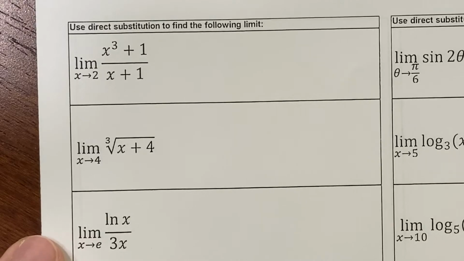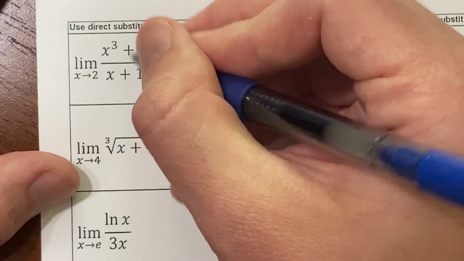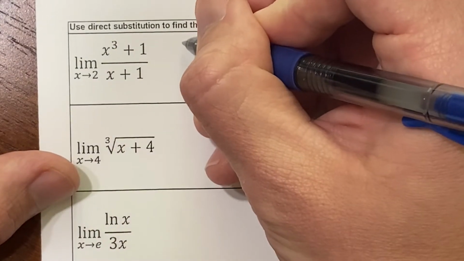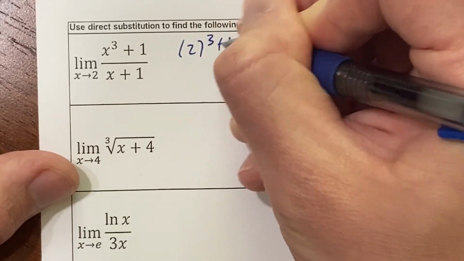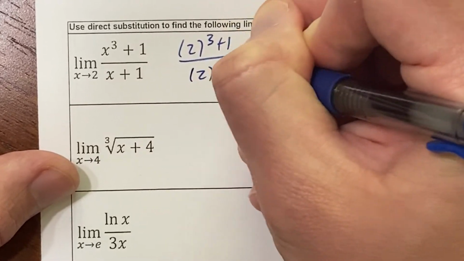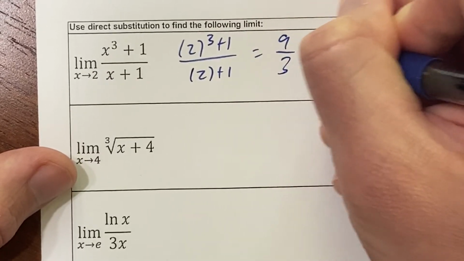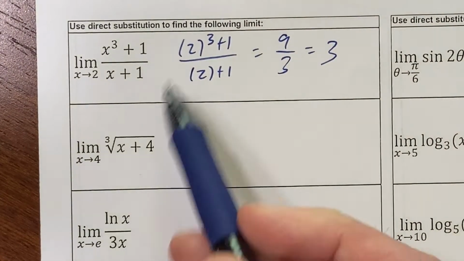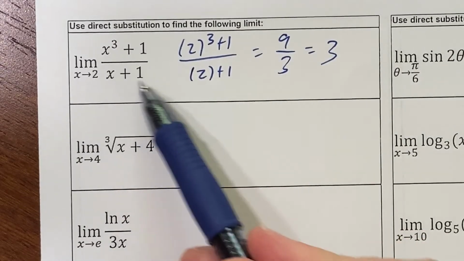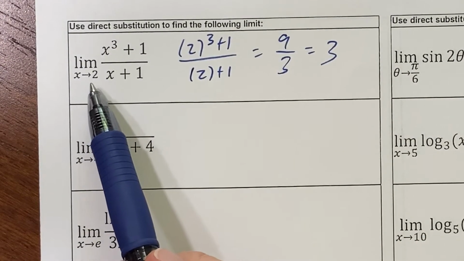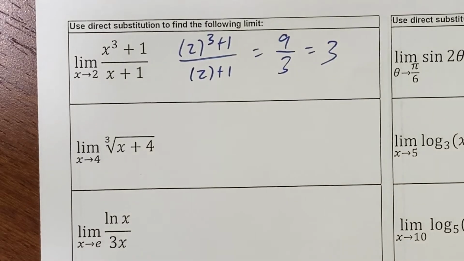So let's look at these. We're just going to plug these in as well. So plug in 2. The 2 cubed plus 1 over 2 plus 1. 2 cubed is 8, plus 1 is 9, over 3 equals 3. So if I were to graph that in Desmos, I would look at as x is approaching 2, the y value would be approaching 3.